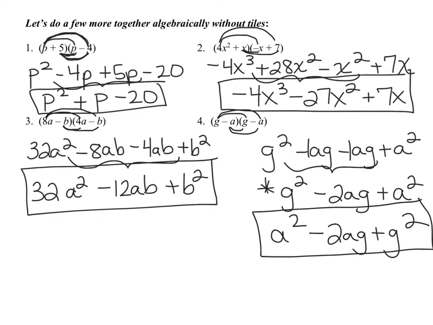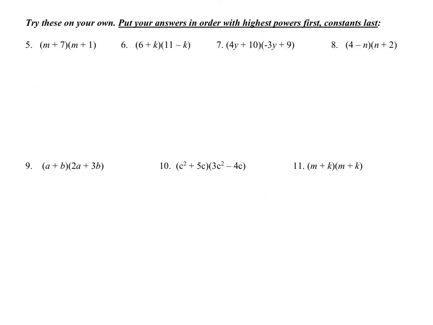All right, so now let's try some on our own. What I want you to do is go through and use FOIL. Again, just a reminder, it might help to draw the lines. It's a good idea to do it in that order because later that's going to help us with factoring, knowing the correct order, okay? My challenge for you is to go through and do FOIL and then put your answers in the correct order, all right?